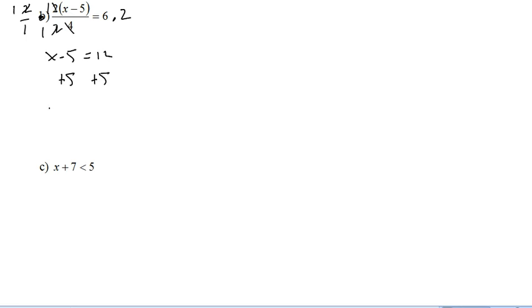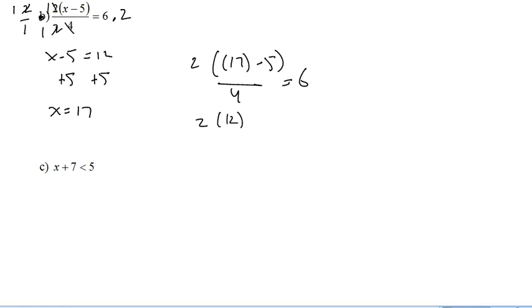Add 5 to both sides. I get x equals 17. Check it in the original. Brackets first. And 24 over 4 does equal 6.